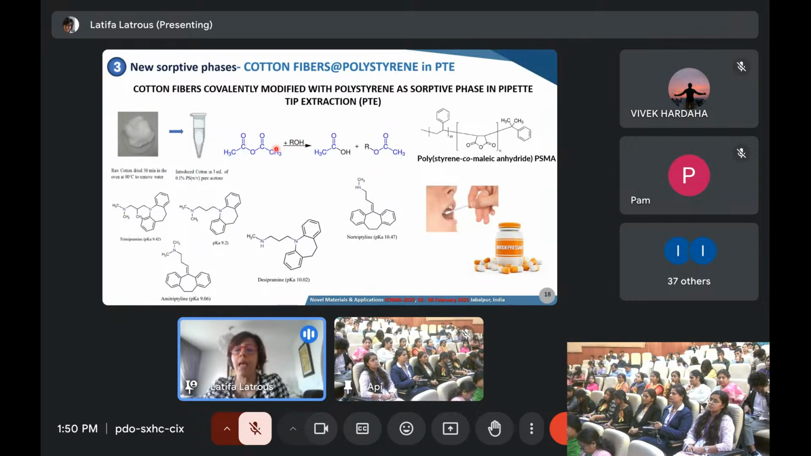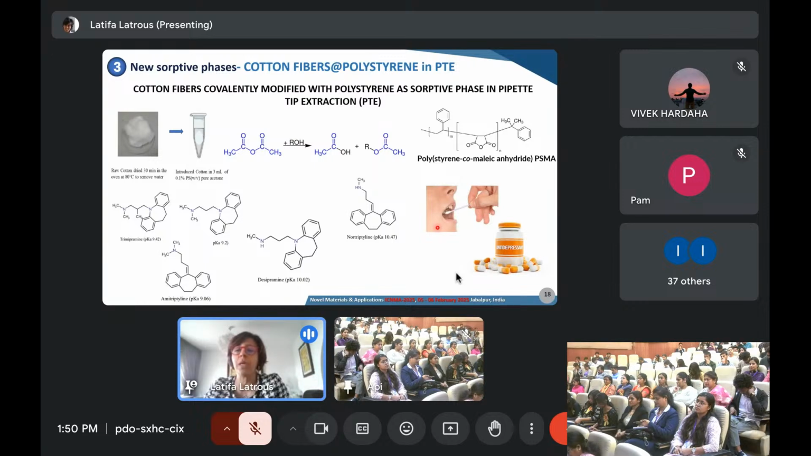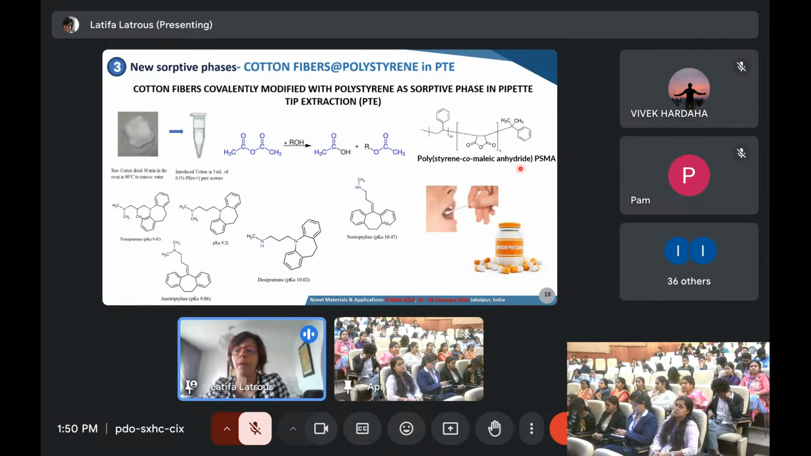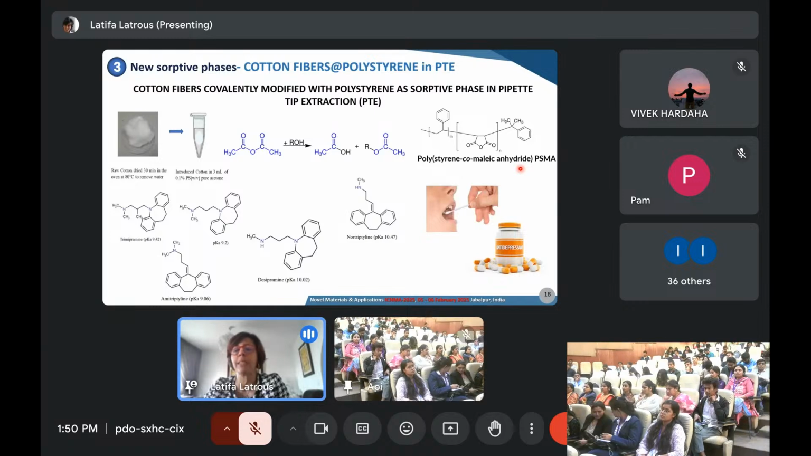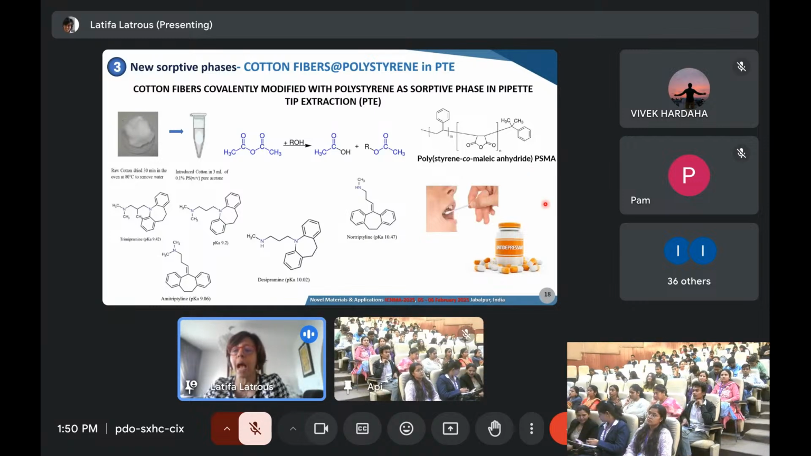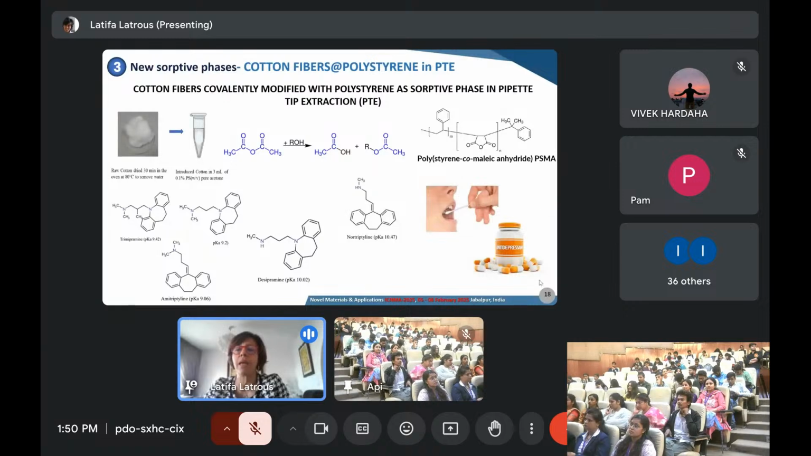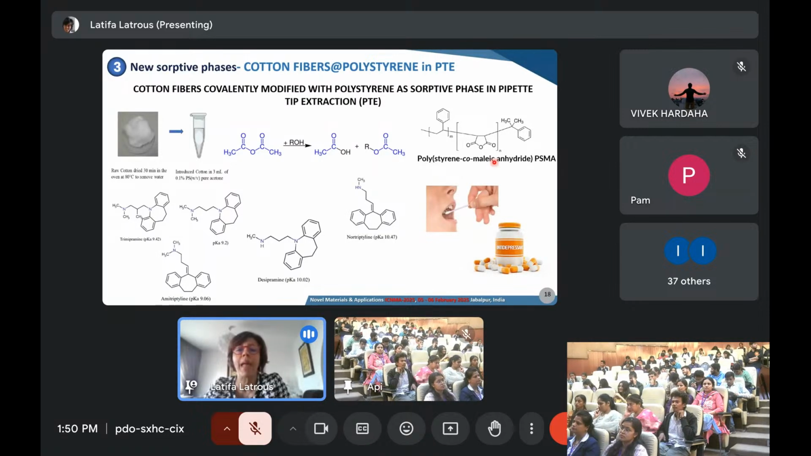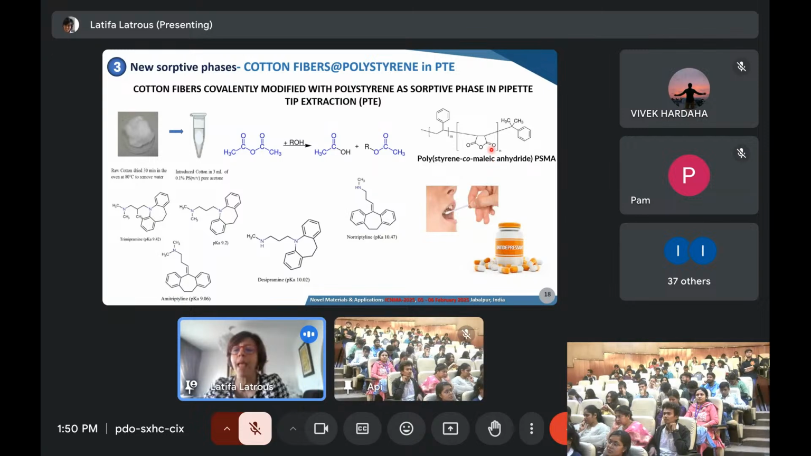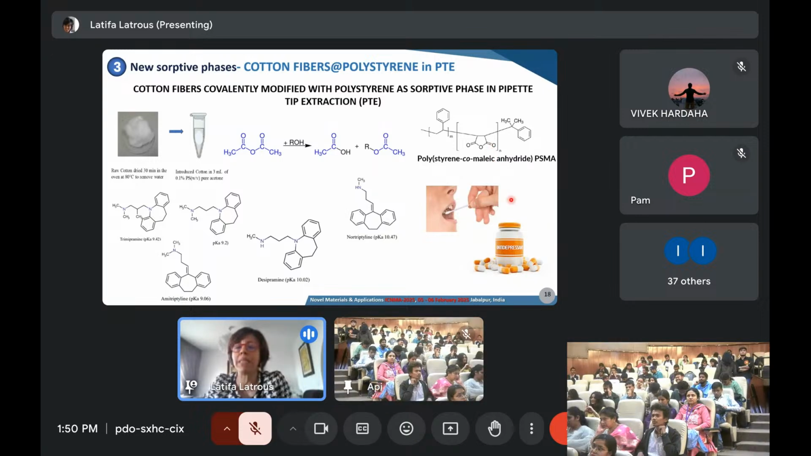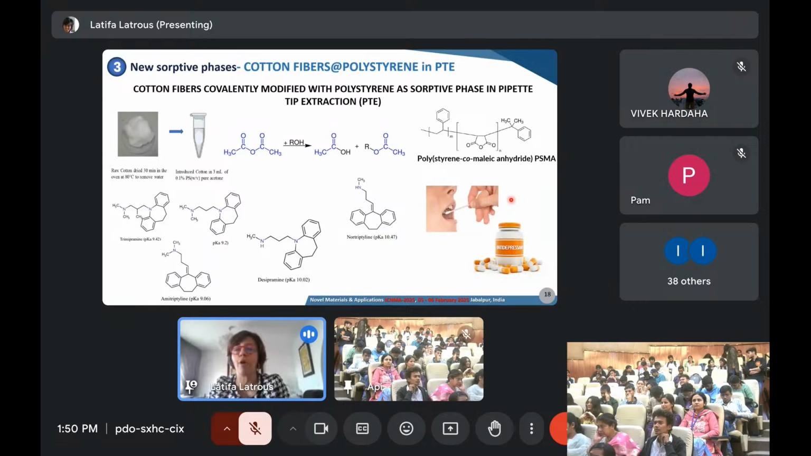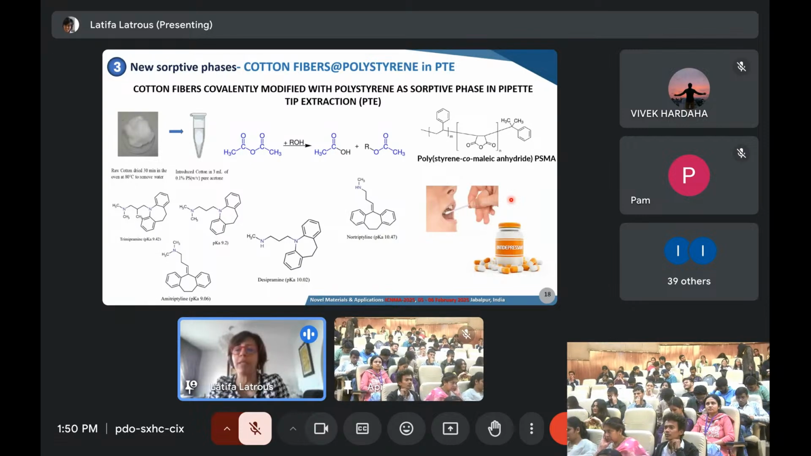In our case, we selected polystyrene-co-maleic anhydride, henceforth denoted as PSMA. As indicated, this polymer has two domains. The anhydride one must react with the hydroxyl-rich surface of the cotton fibers, incorporating a polystyrene chain on the surface.